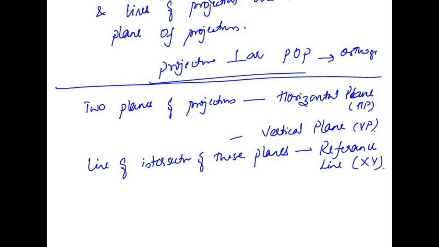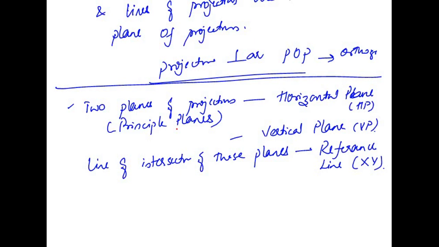indicated by XY. Okay, so now I will show you how we are dividing the space into four different quadrants using two different planes of projection. These are usually called principal planes of projection. Okay, any other plane other than these two planes, we call them as auxiliary planes, right? So right now we will only focus on using the principal planes, right?